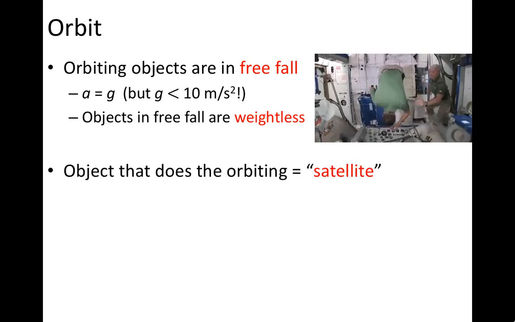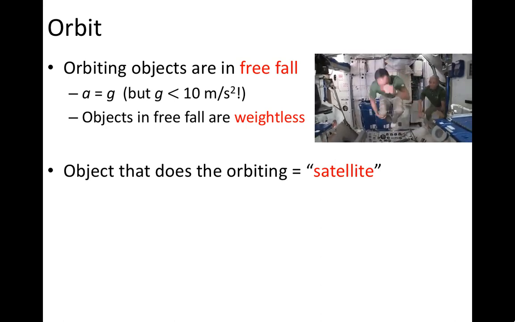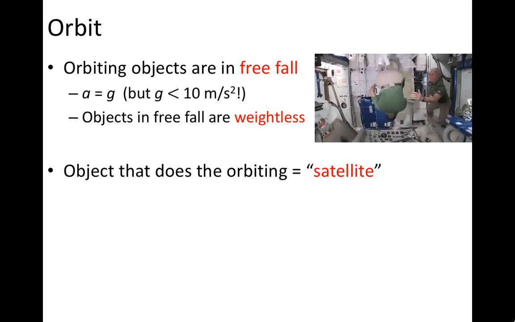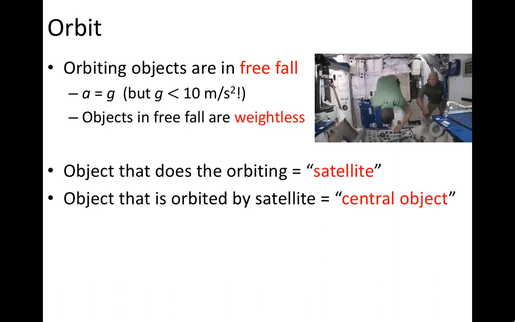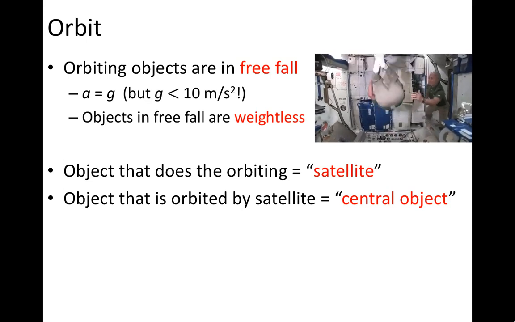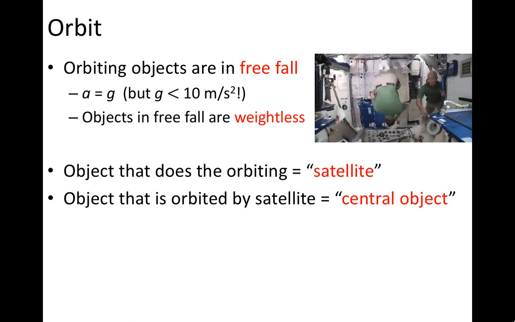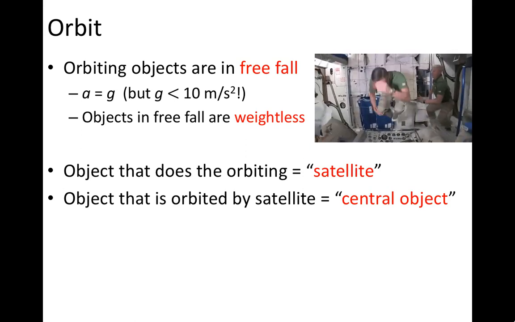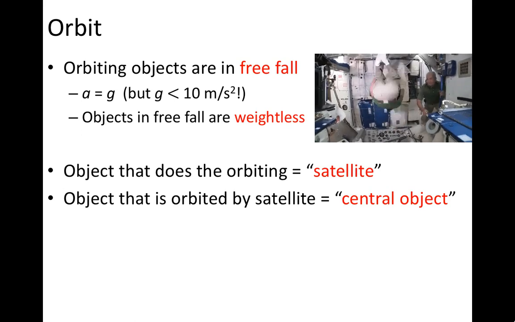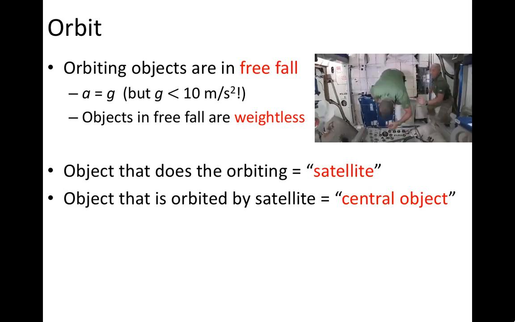Now, I'm going to use some vocabulary when discussing orbiting objects. The object that does the orbiting is what I'm going to refer to as the satellite. The object that is orbited by the satellite, I'm going to refer to as the central object. So in the case of the moon orbiting the Earth, the moon is the satellite, the Earth is the central object. In Earth's orbit around the sun, Earth is the satellite and the sun is the central object.